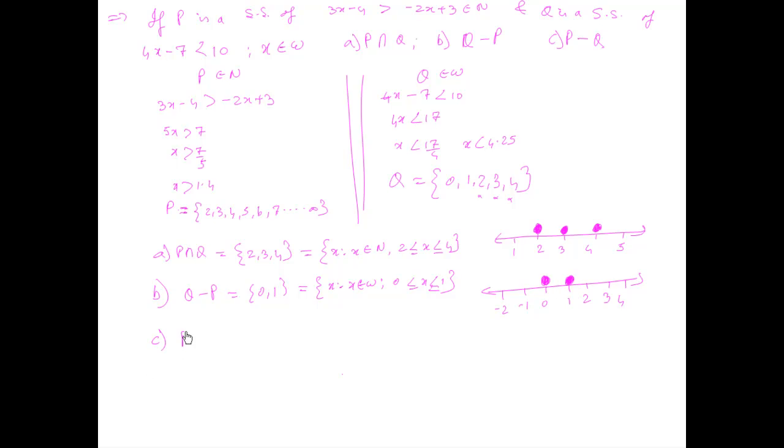Then children, the question says P take away Q. So from P, the whole thing, we take away whatever it has in common. So what it has common, children, over here is 2, 3 and 4. Rest all of this is as it is. So that would come out to be in roster form 5, 6, 7, 8 till infinity. In set builder notation, it will be easier, children. X such that x is greater than 4, x belongs to natural numbers, whole numbers.